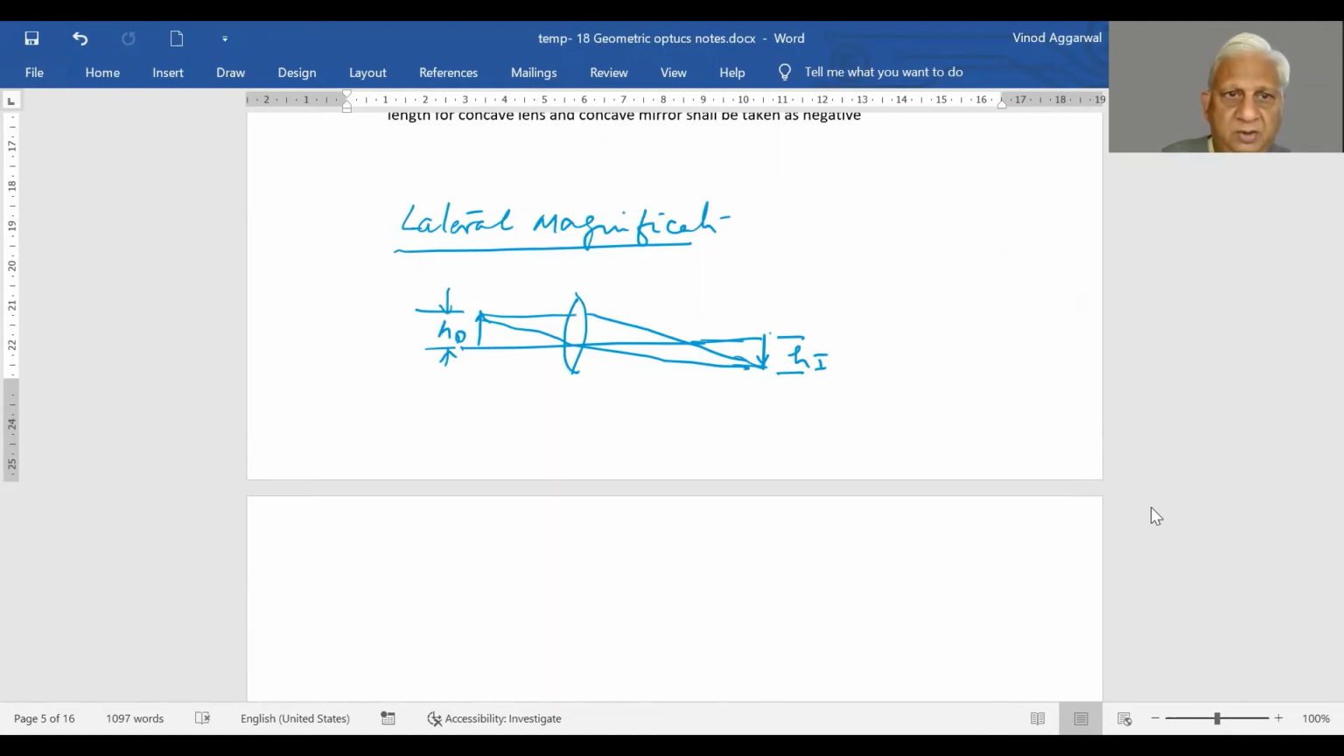So we define a term called lateral magnification as size of image over size of object. Or if we see these triangles, these two triangles are similar. The heights are proportional to U and V.